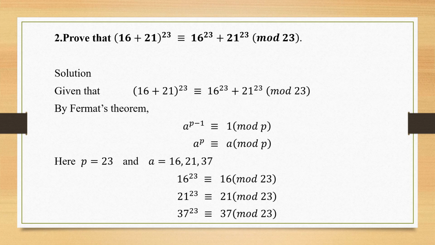Okay, here we are into the second problem. They're asking you to prove something. Prove that 16 plus 21 raised to the power of 23 is equivalent to 16 raised to the power of 23 plus 21 raised to the power of 23 mod 23. So how to start with the solution? Given that. So what is given? You just write it down: 16 plus 21 raised to the power of 23, etc.